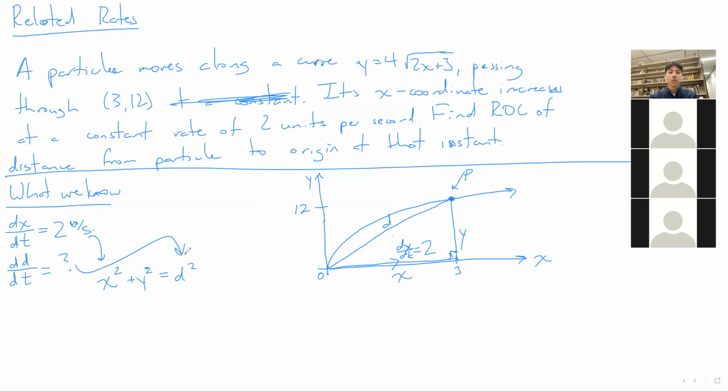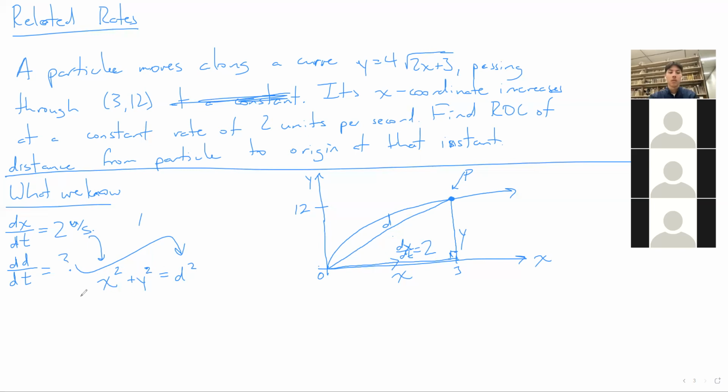So what would you like to do now? Differentiate that and sub in what we know? We could absolutely differentiate here. There's one thing that we could do to make things simpler on ourselves. Because if we differentiate this, what are we going to differentiate with respect to? With respect to t? Right.